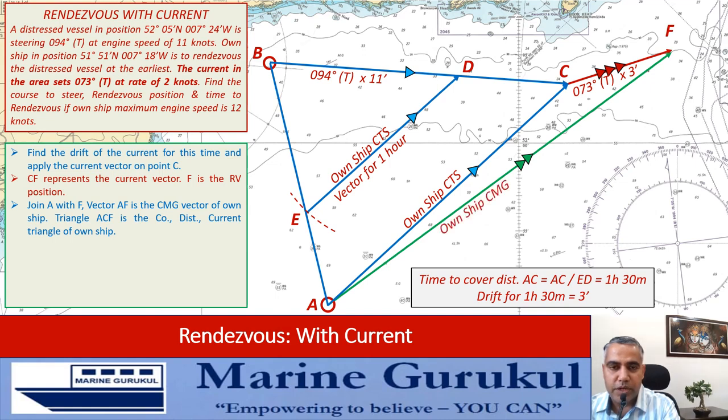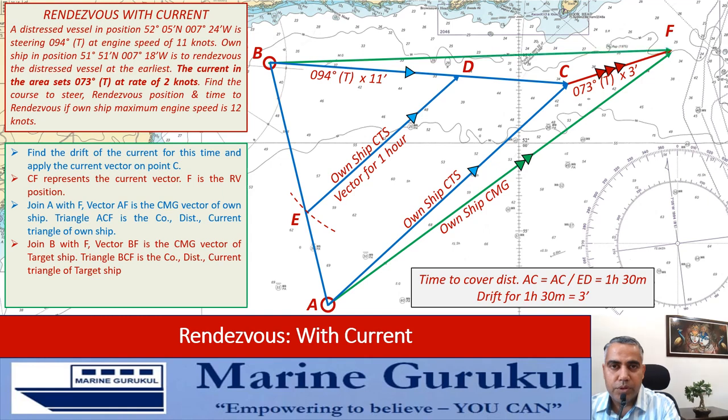So we mark off the course made good vector Alpha Foxtrot with the double arrows, and this is the own ship CMG for the same period, 1 hour and 30 minutes. Let's now join the target ship initial position B Bravo with F Foxtrot. You can see the Bravo Foxtrot line coming up on the screen now.